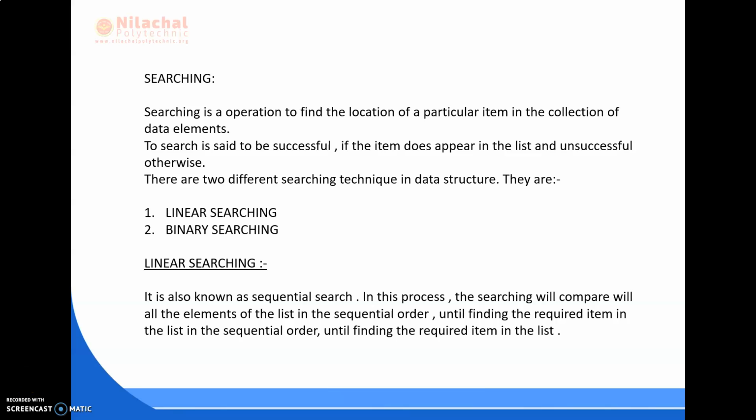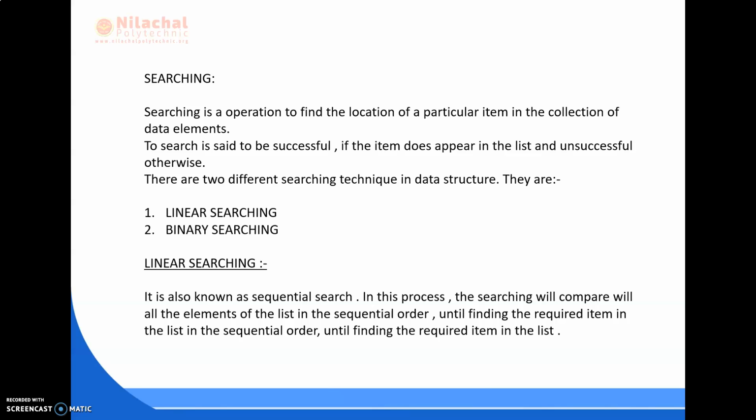In this slide, we will be discussing the searching operation. We have already discussed what searching is in our first introductory chapters. Searching is an operation to find the location of a particular item in a collection of data elements. A search is said to be successful if the item does appear in the list and unsuccessful otherwise, that is, if the item does not appear in the list.